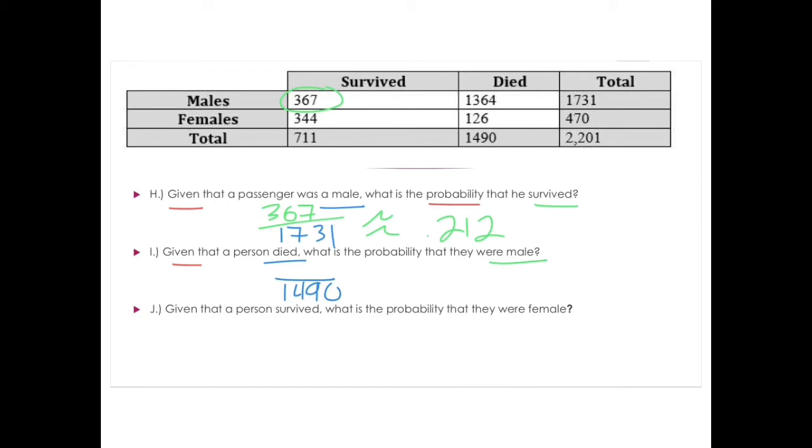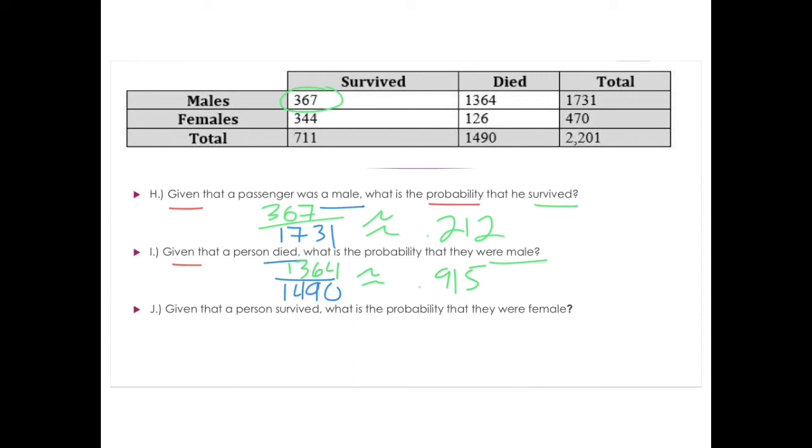Okay, well, I know the person died. So from those who died, 1,364 of them were actually male. So that's going to be my numerator. And then when I divide that, I get approximately 0.915. One other difference here is we're asked to find the probability, so I don't have to multiply by 100. I only have to multiply by 100 if I'm asked to find the percent.